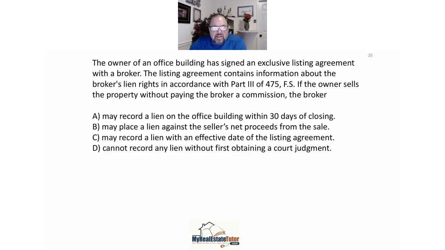All right, the owner of an office building has signed an exclusive listing agreement with the broker. The listing agreement contains information about the broker's lien rights in accordance with Part 3 of the 475 Florida Statutes. If the owner sells the property without paying the broker commission, what can the broker do? This is kind of a weird question, so I'm just going to go into the explanation.